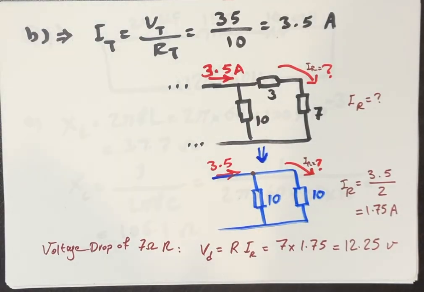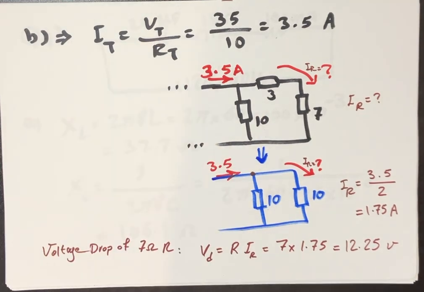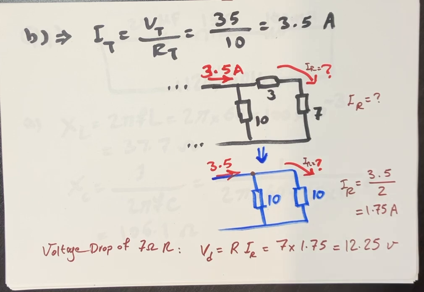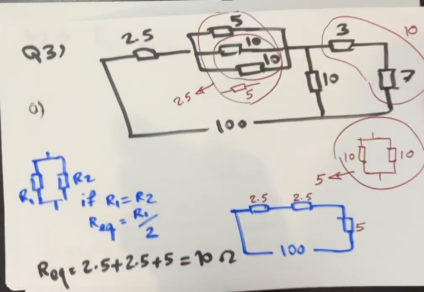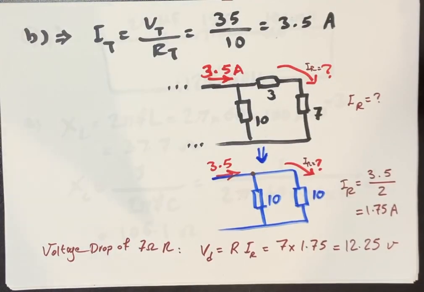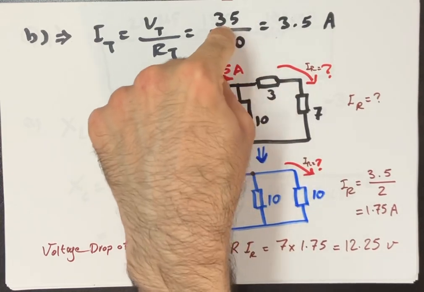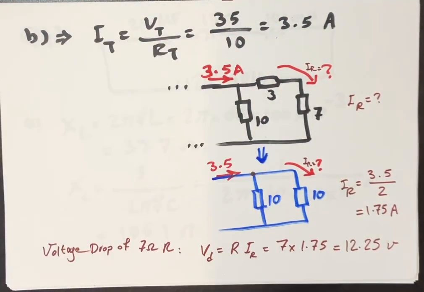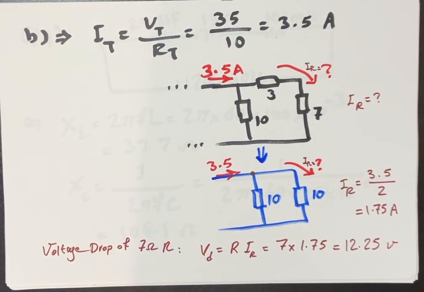Next question is about total current. Total current equals total voltage divided by the total resistance. Pay attention, usually in section B, the voltage is different from what is given in the diagram. You see in the diagram it is 100 volt, but in section B that is 35 volt. So you need to put 35. Be very careful. 35 divided by 10, which is the total resistance, and you get 3.5 amp.